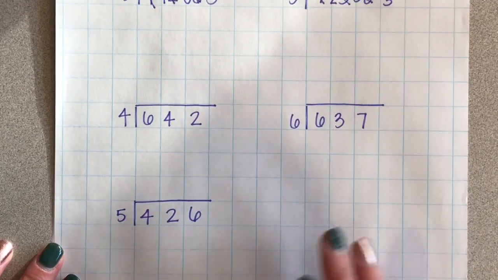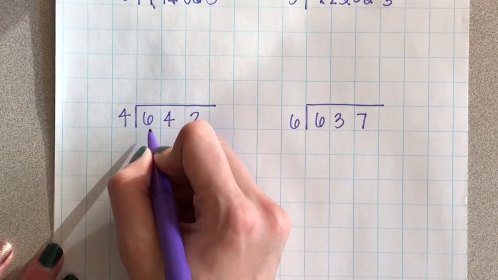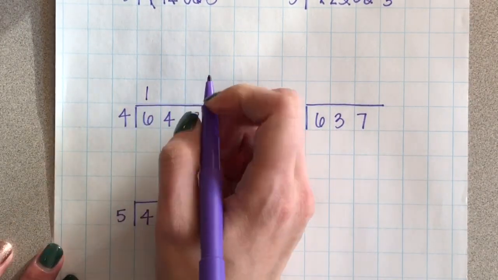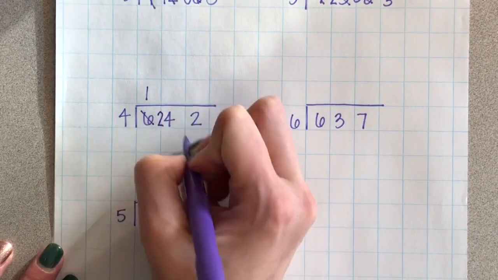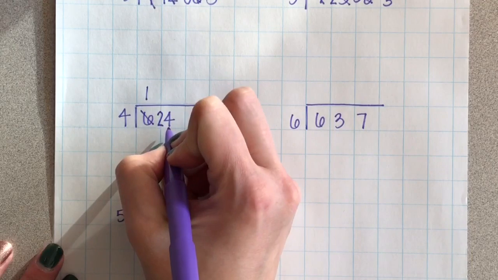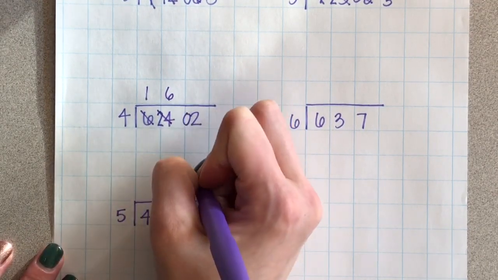Continuing with the shortcut method on some of the zeros that we had in the middle of our problems, just like the traditional method video, 4 goes into 6 one time with 2 leftovers. So I'm going to cross off my 6 and bring my 2 leftovers next door. Now 4 goes into 24 6 times with no leftovers. So I'm going to bring my no leftovers over here.